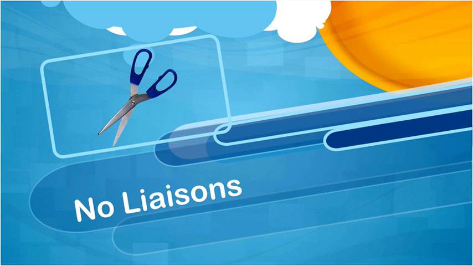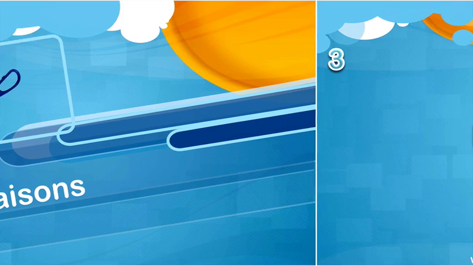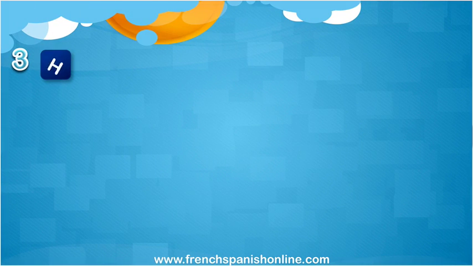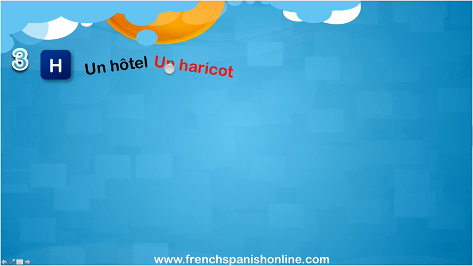Let's see now when you have no liaison. For example, with words starting with the letter H, well, it's not all the time. If you have an unaspirated H, here we will say un hôtel, so here we have a liaison, but with an aspirated H, we will say un haricot, a bean, un haricot, no liaison.